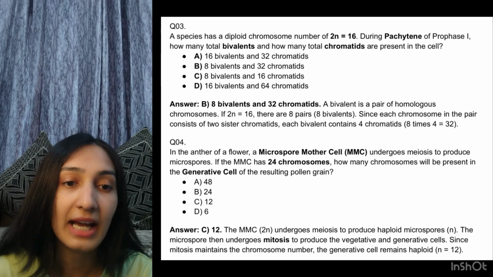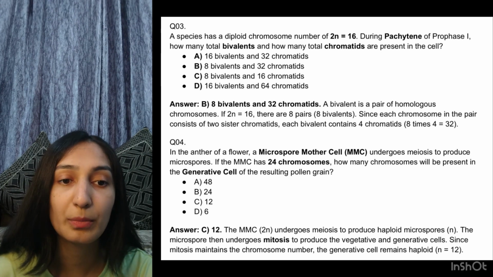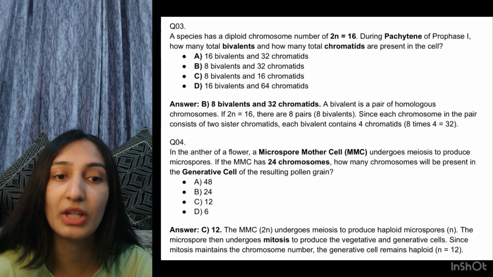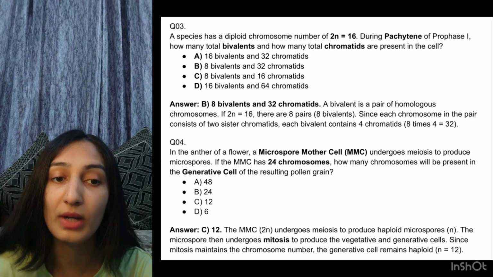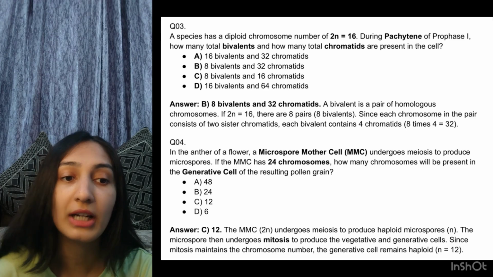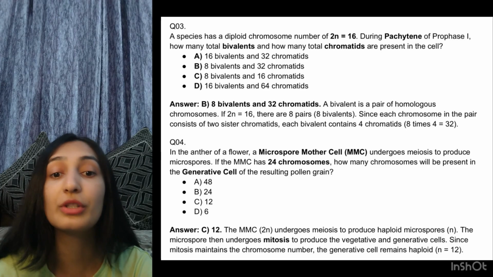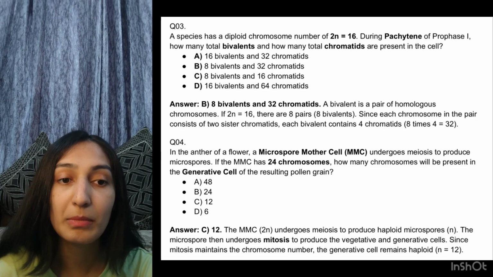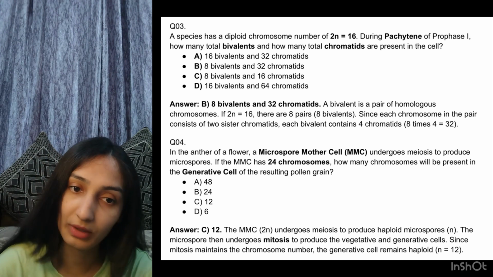Next, in the anther of a flower, a microspore mother cell, that is an MMC, undergoes meiosis to produce microspores. If the MMC has 24 chromosomes, how many chromosomes will be present in the generative cell of the resulting pollen grain? The options are 48, 24, 12 and 6. Now the answer is C, that is 12. The MMC (2n) undergoes meiosis to produce haploid microspores, and the microspore then undergoes mitosis to produce the vegetative and generative cells. Since mitosis maintains the chromosome number, the generative cell remains haploid, that is n = 12.